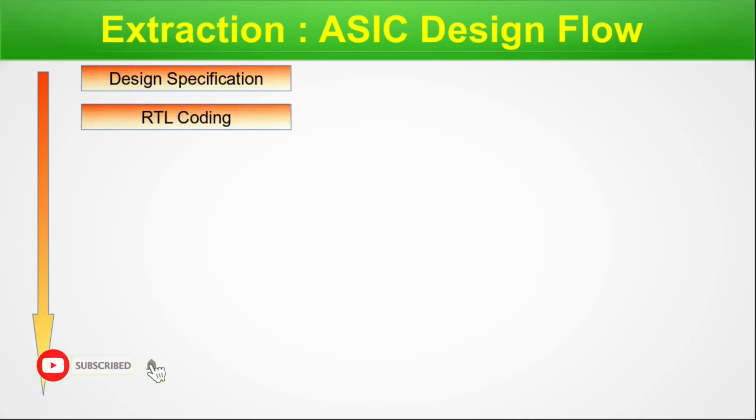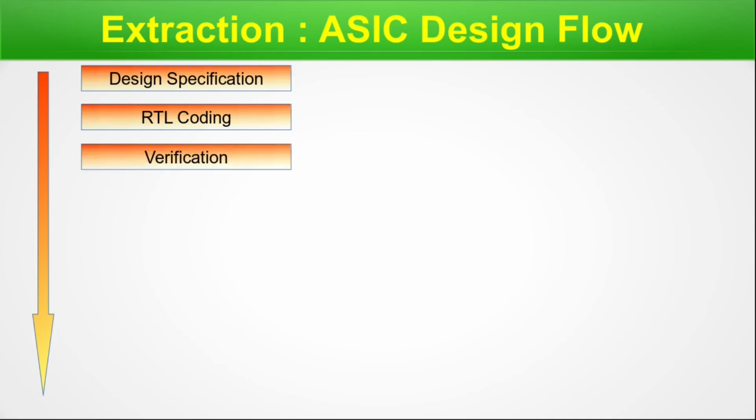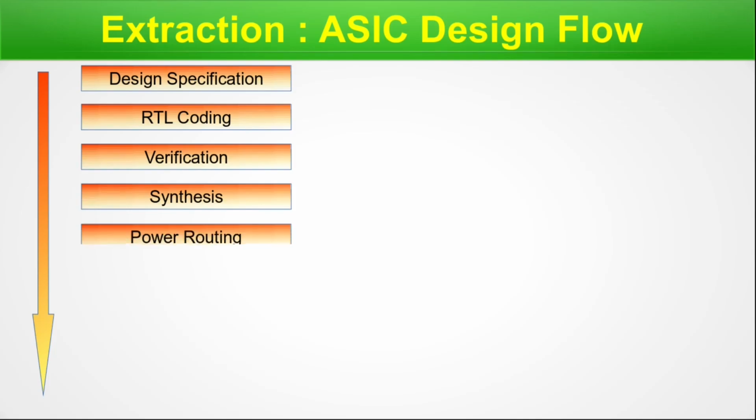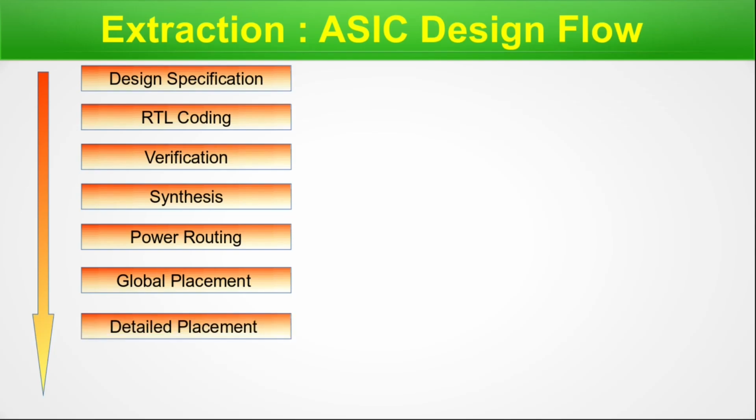First, we have the design specification, and in this direction the flow is going forward. Next, we have the RTL coding, which you know, that is HDL coding. Next comes the verification. Next comes the synthesis stage. Next to it, we are entering into the backend stage, that is power routing, and sometimes there could be a pre-layout STA just between synthesis and power routing. Next comes the global placement. Next to it comes the detailed placement. Next, we have the clock tree synthesis.